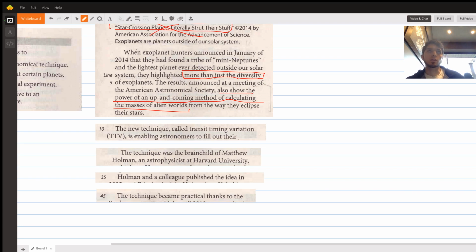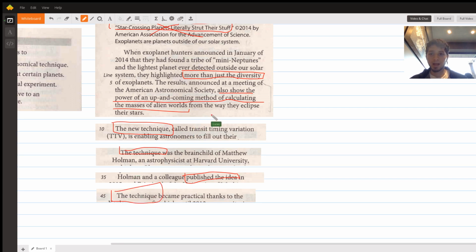And here, what we want to do is focus on the conclusion, or the opening sentence for each of the paragraphs that follows. What I did here is I just took a snapshot of the opening sentences of some of the following paragraphs. So it starts this one by the new technique. Then again, the technique. And they published the idea referring to the technique, and then the technique became practical.